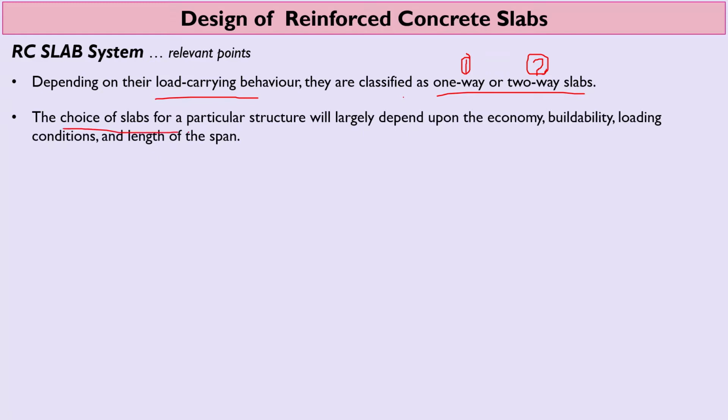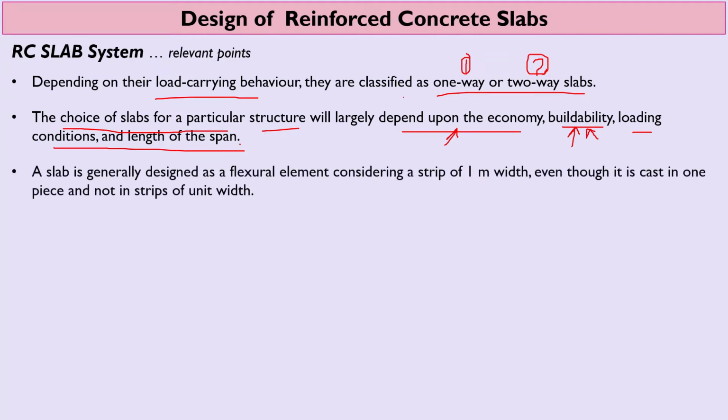The choice of slab for a particular structure will largely depend upon economy, that means economic considerations, and it depends upon buildability, that is, how easily you can build and what the methodology of construction will be, as well as the loading condition and the length of the span. So accordingly, we have to decide what type of slab we can take into practice based on all these parameters. Now, a slab is generally designed as a flexural element, just like a beam.